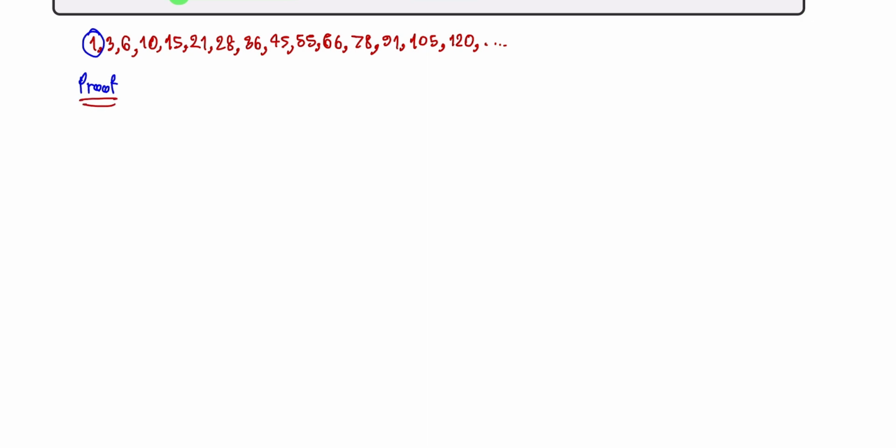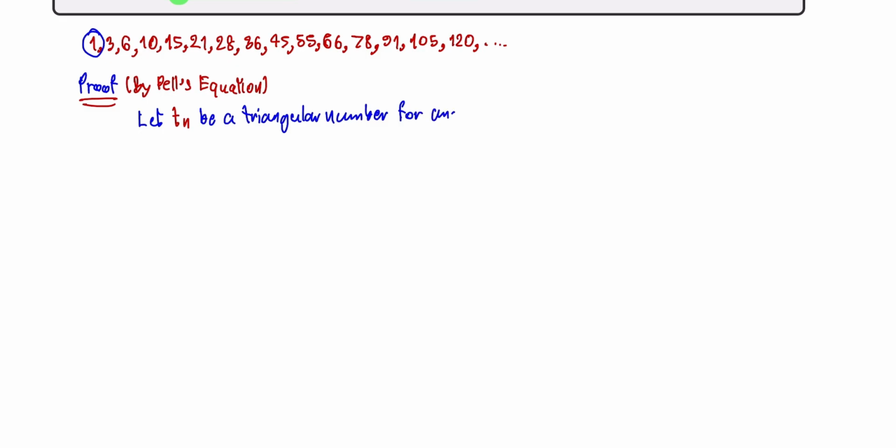And I can prove this by using Pell equations. Proof by Pell equations. So we let t_k be a triangular number, for any integer n.